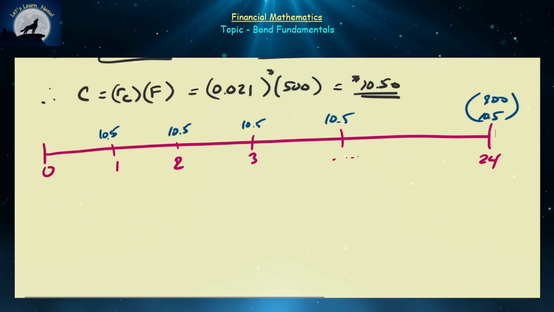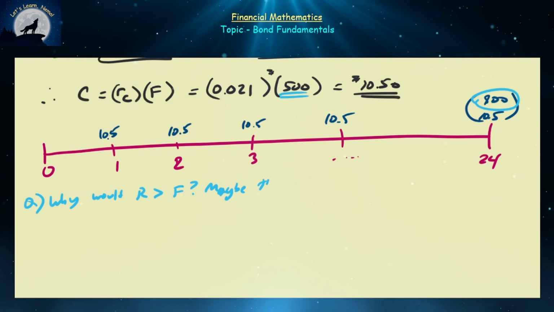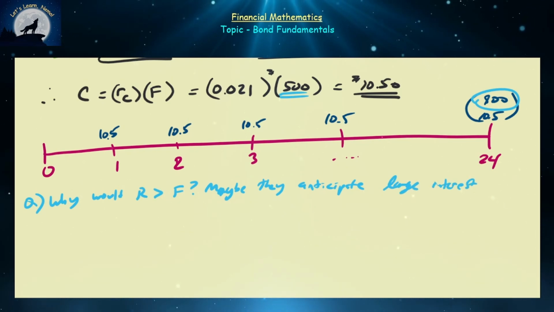So a couple questions you might be thinking. Our face value was 500. Why would the redemption value be 800? Right, so let's actually consider that. So why would our redemption value be bigger than face value? Because didn't you mention, Nemo, that the redemption is typically equal to the face value? Yes, this is the case. So maybe they anticipate large interest rates.